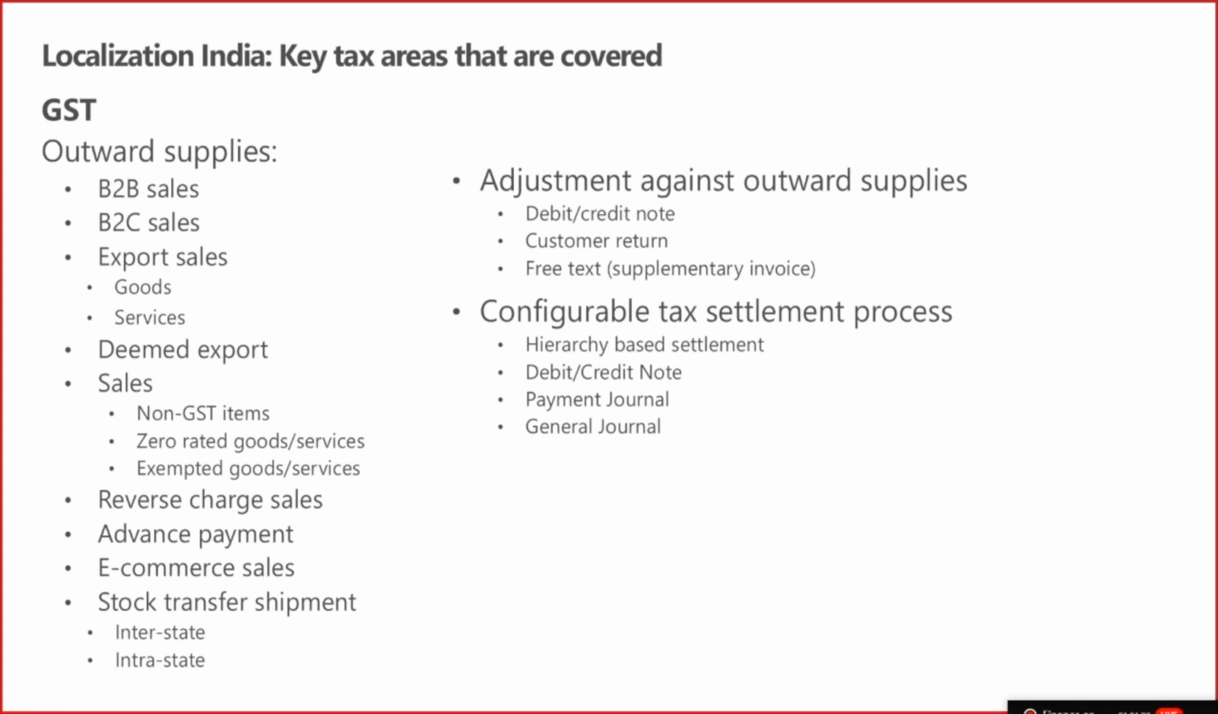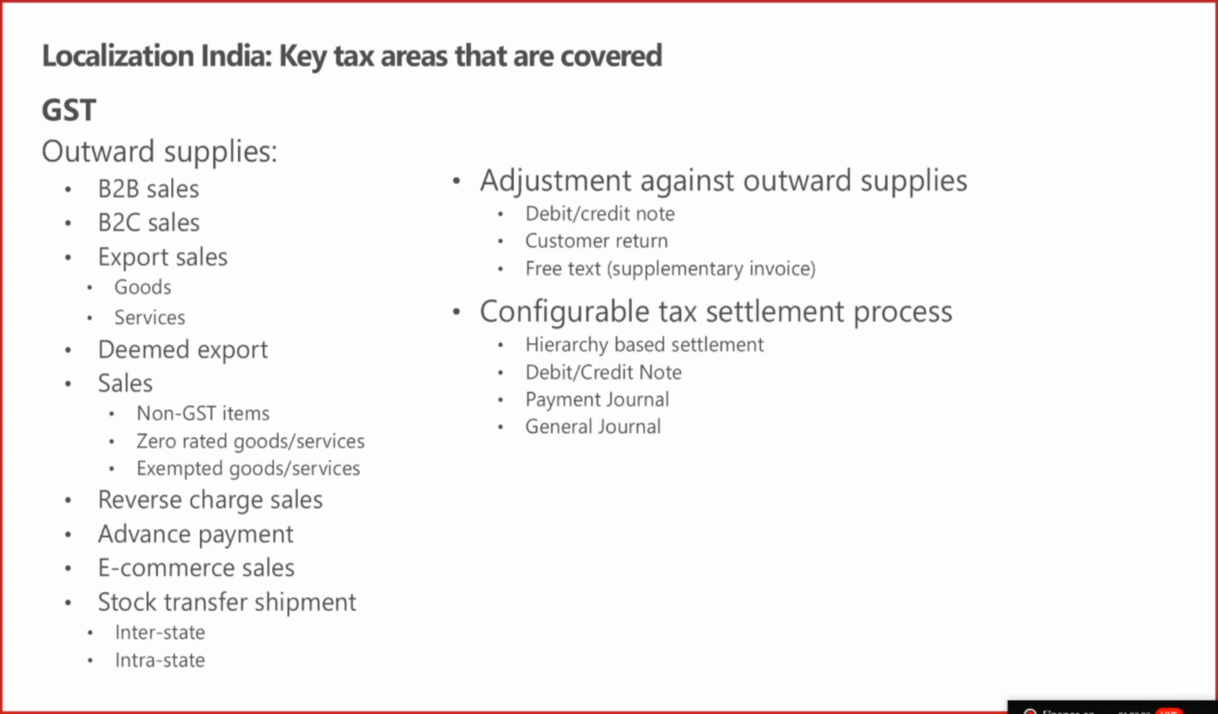Stock transfer shipment: by default the system will not calculate any tax on intrastate transactions. For interstate transactions the system will calculate IGST, but we have come across cases, and I will also discuss what change you can make, where you can calculate the tax on intrastate transactions of stock transfer.